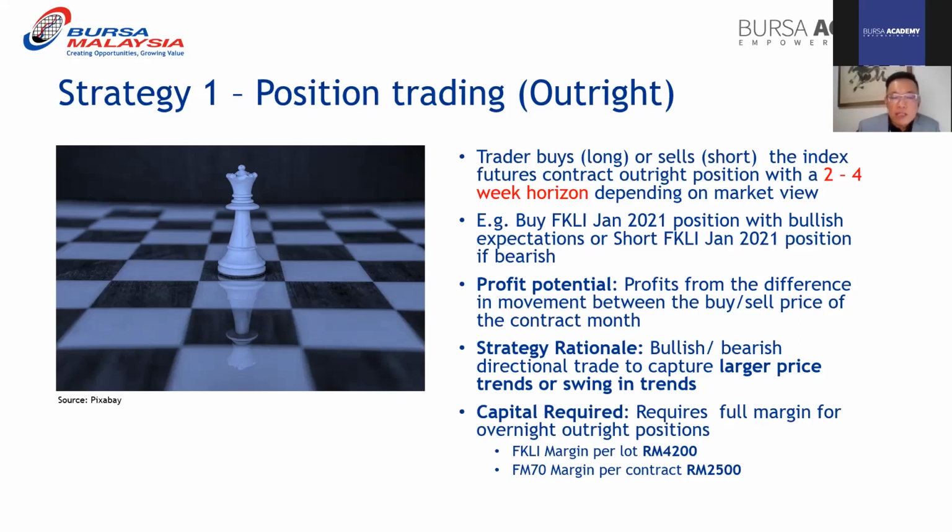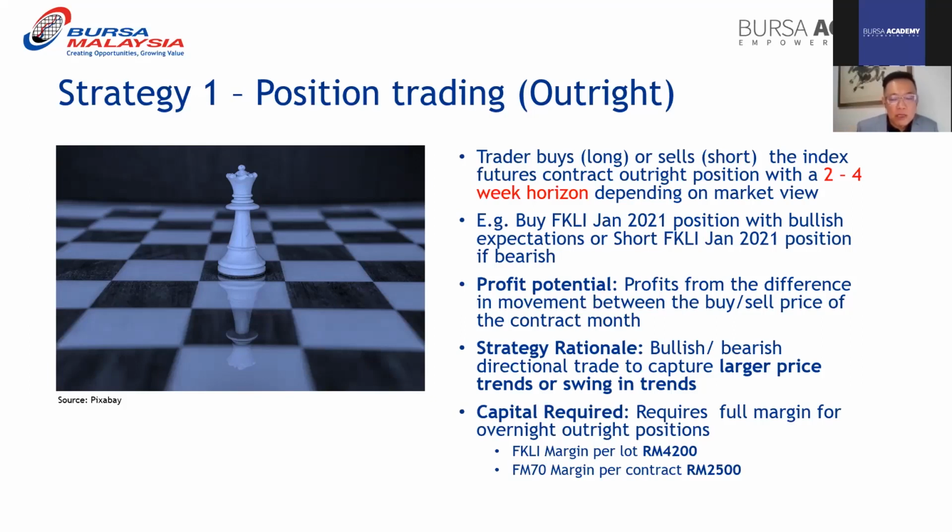Now, in terms of capital required, of course, you'll be holding these positions overnight, because you're holding them for 2 to 4 weeks. So in terms of the margins, the FKLI margins will apply. Just now we spoke about it: it's 4,002 for FKLI, and for FM70 it will be 2,005. These are the minimums. Of course, most of the time traders who do position trading, because there's movement and the P&L is up and down, will put more on that.